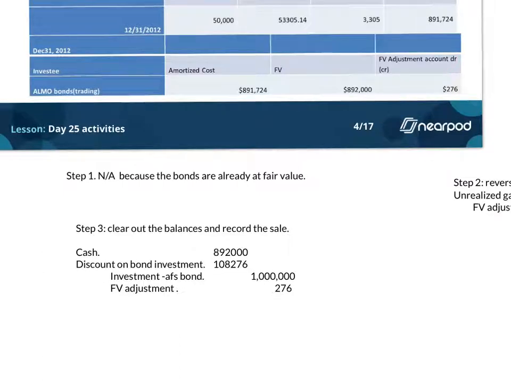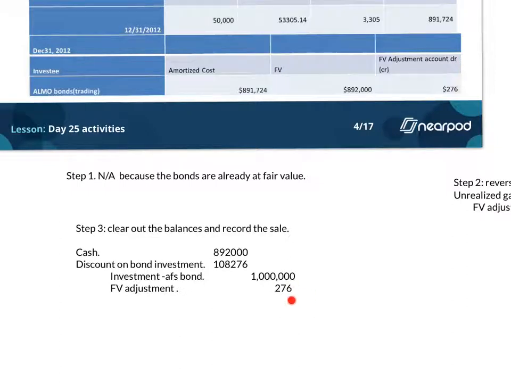You know, the fair value adjustment account. That's what would be different if it's trading. So you see right with the trading, there's nothing in the income statement because you're just getting rid of what's in the fair value adjustment account. Right?